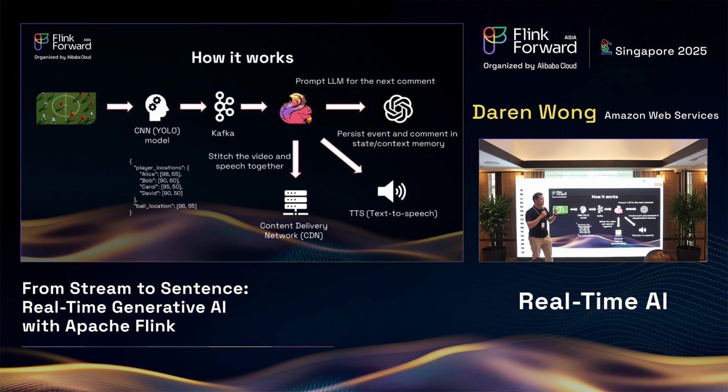And finally, with the speech and the video from the input, it can then stitch the video and the speech together, and then push it to a sink or to a content delivery network ready for users' consumption. And of course, we talk about out of order or late events handling. That can be done in the Flink job as well.